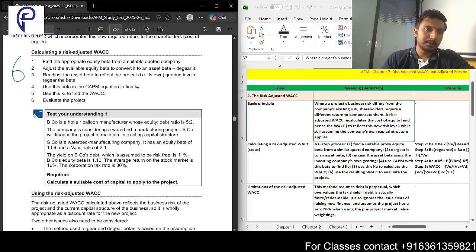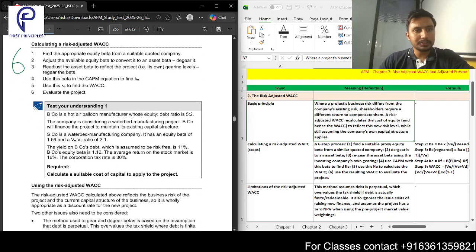Okay, so that is about this. Now moving on to the calculation, we have 6 steps here. Firstly, we find a suitable proxy equity beta. Just how we used to do the re-gear and de-gear, find the equity beta of a suitable quoted company. The first step, we find an equity beta of a similar company. Then we adjust the available equity beta to convert it to asset beta.